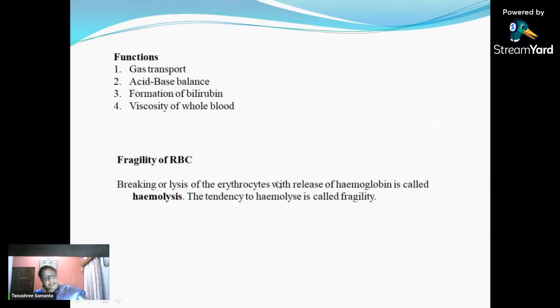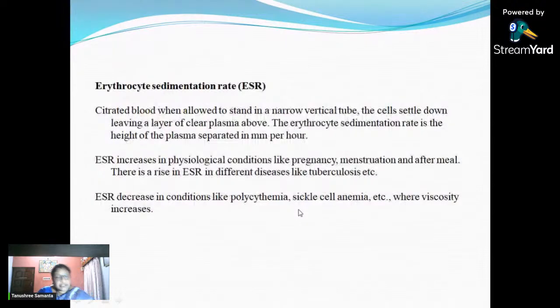To go into the functions of the RBCs, it helps in gas transport, acid-base balance, formation of bilirubin, and plays a role in the viscosity of the whole blood. Breaking or lysis of these erythrocytes is termed hemolysis, and it has a tendency to hemolyze. So the RBCs are fragile.